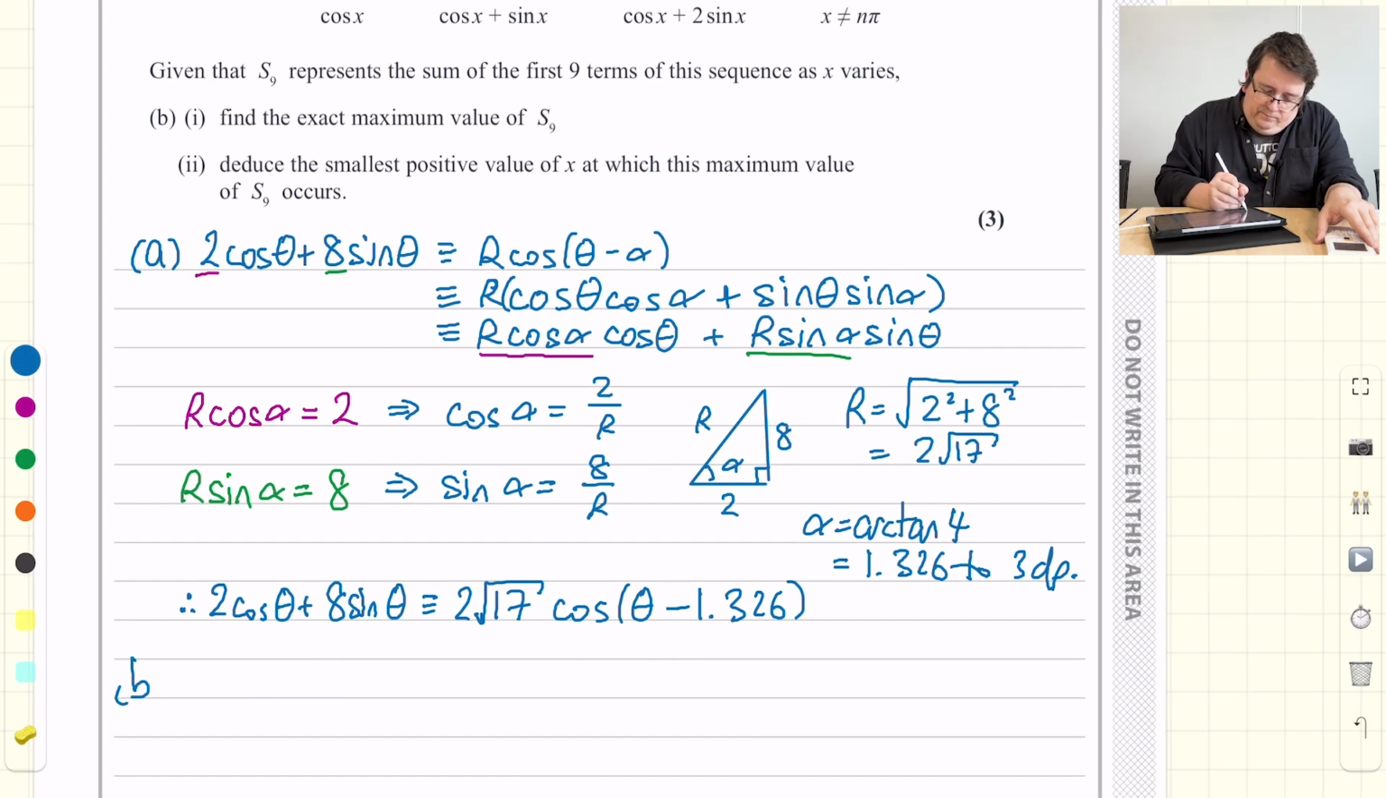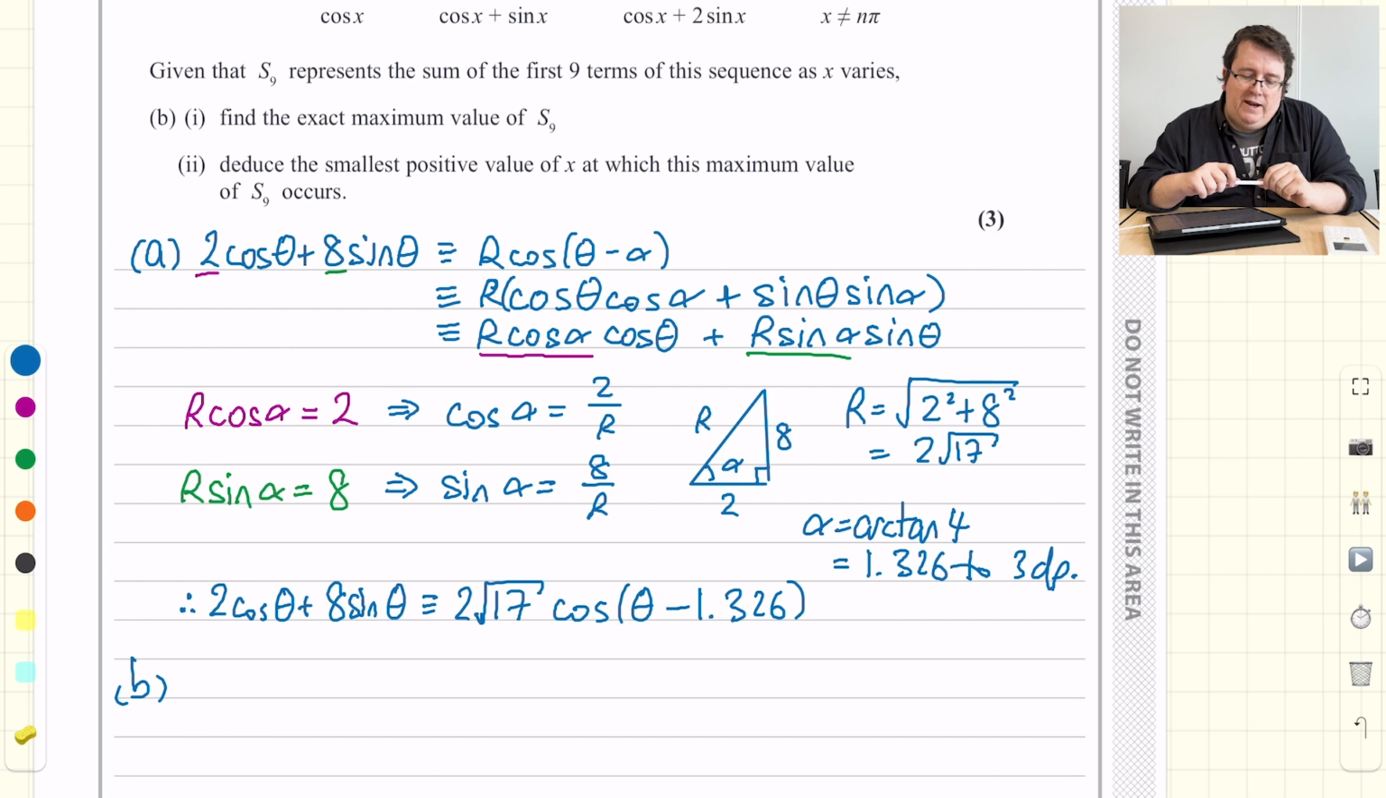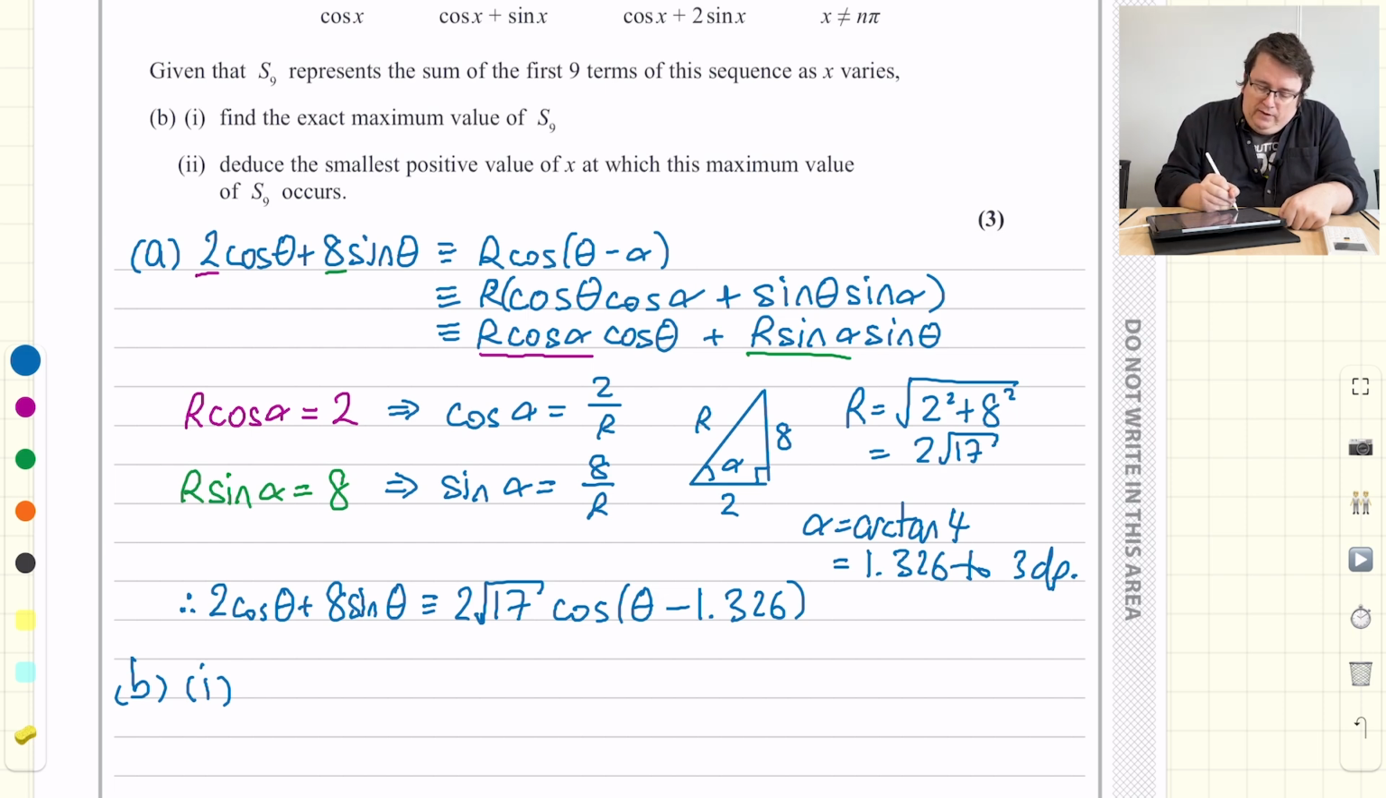Now, the first 3 terms of an arithmetic sequence are cosine x plus sine x, cosine x plus 2 sine x, where x is not equal to n pi. Given that S9 represents the sum of the first 9 terms of this sequence as x varies, so B part 1, find the exact maximum value of S9. Okay, so let's first of all work out what S9 is.